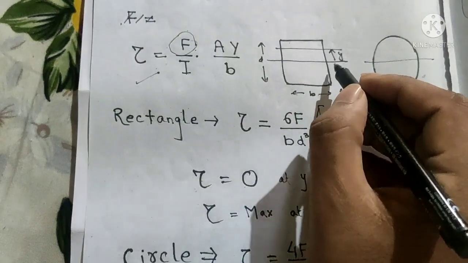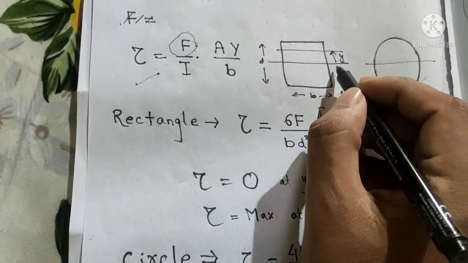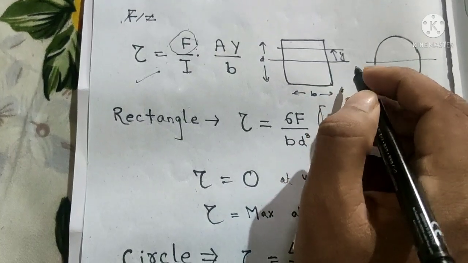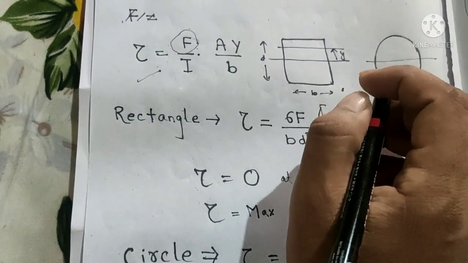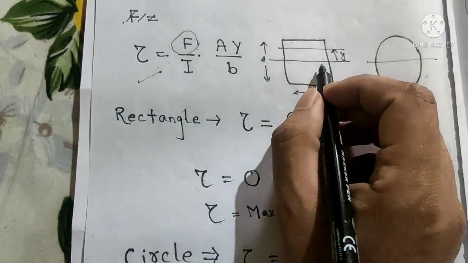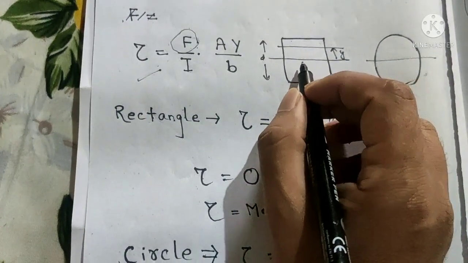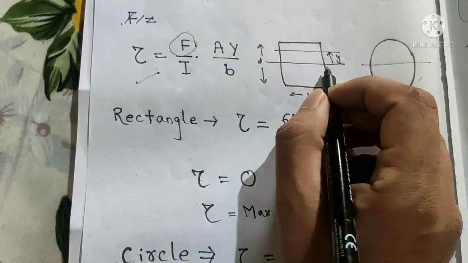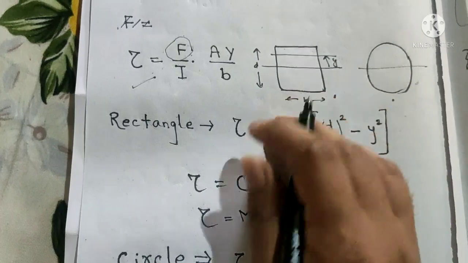Now, in the previous video I haven't explained the neutral axis. The neutral axis is the axis that, if we apply a bending moment or shear force, would be affected by neither compression nor tension.